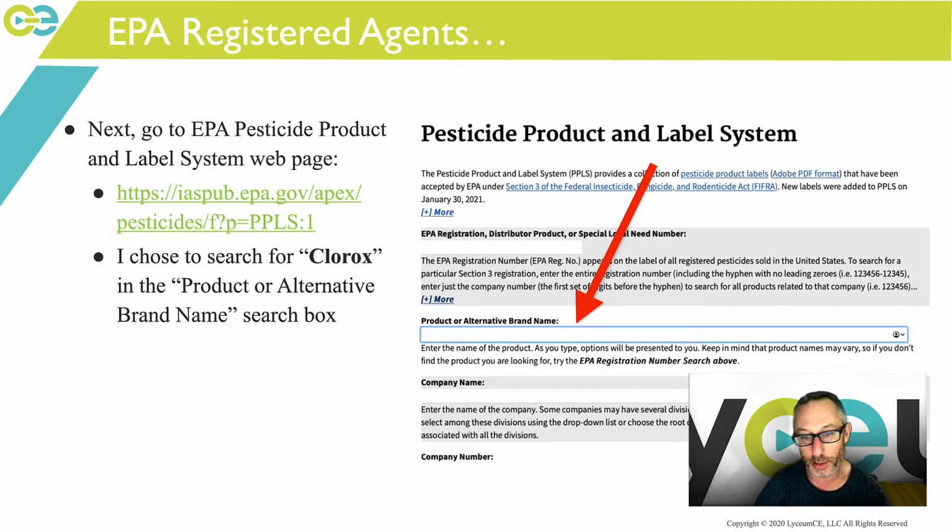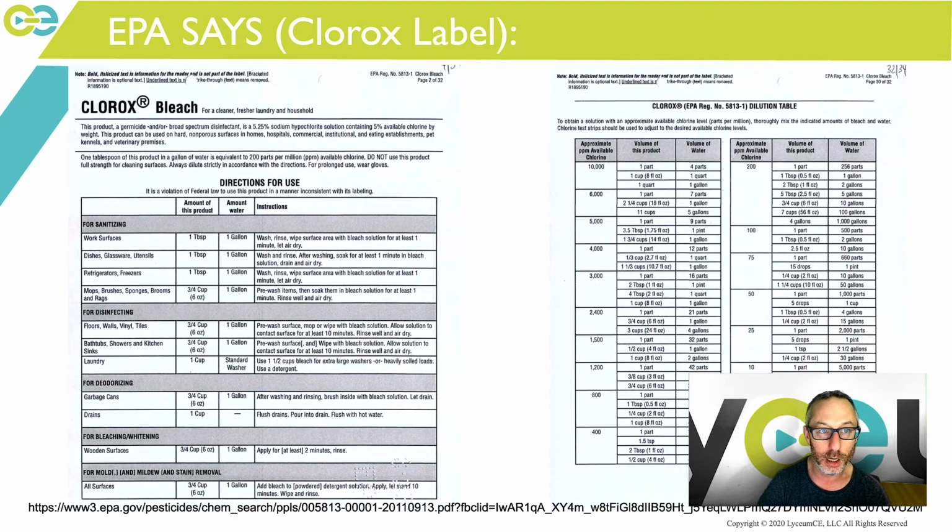I put it in the box here, product or alternative brand name, and I got a 34-page document, basically everything and anything you want to know about Clorox bleach. I just pulled a couple pages here for you guys to look at, but here's the directions for use, the instructions, the dilutions. Has a nice dilution table on page 32. At the bottom here is the link to this exact PDF from the EPA.